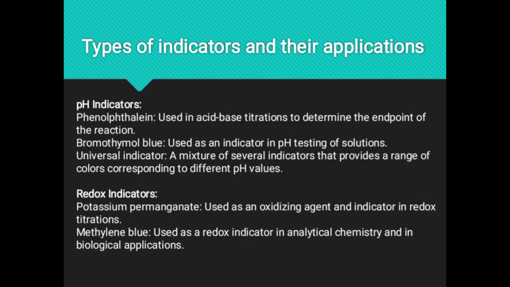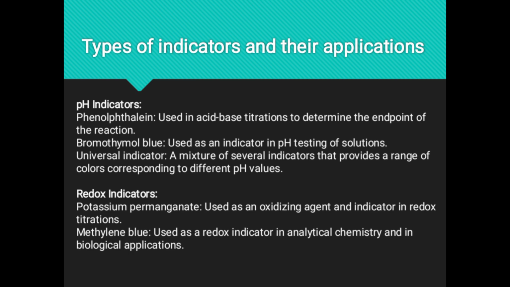Now let's look at the various types of indicators and their applications. We have the pH indicators. An example of such kind of indicators is phenolphthalein, which is used in acid-base titrations to determine the endpoint of reactions. The bromothymol blue is used as an indicator in testing the pH of solutions. Also, the universal indicator, which is a mixture of several indicators that provide a range of colors corresponding to different pH values, as we saw from the chart.